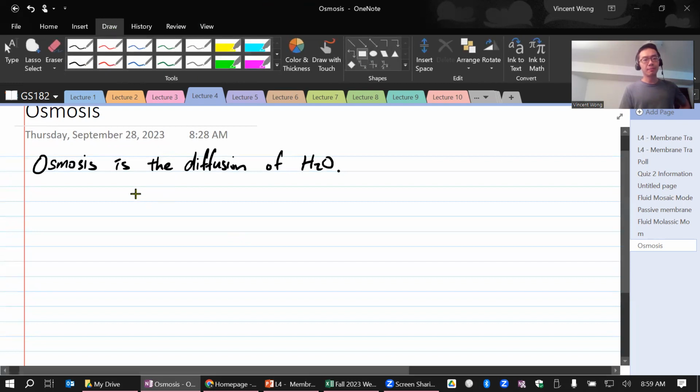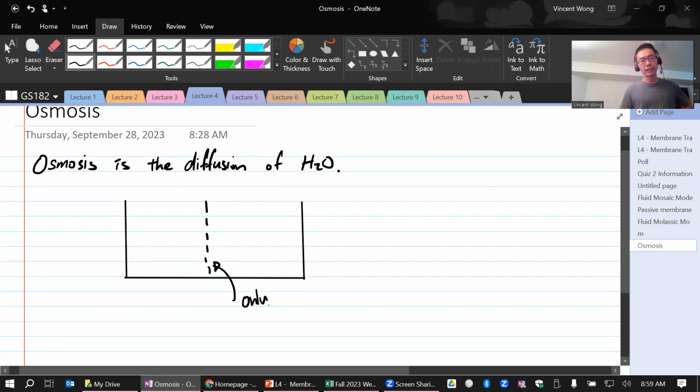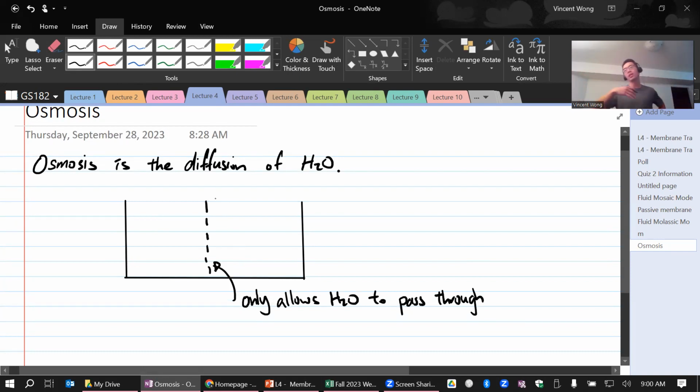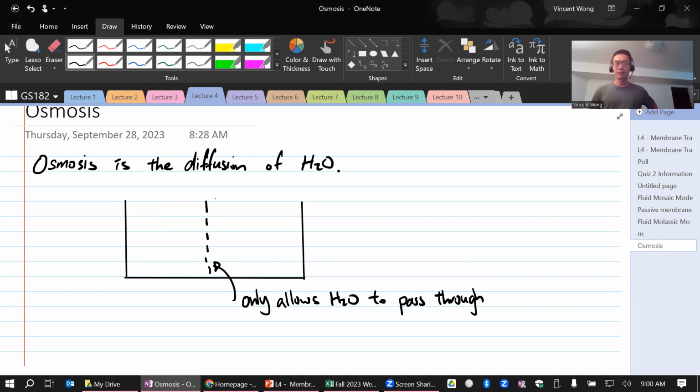So let's start very simple. I'm going to have a container here, and then I'm going to separate it with a barrier. This barrier only allows water to pass through. You can create different filters that have different pore sizes, so that only small things can pass through.